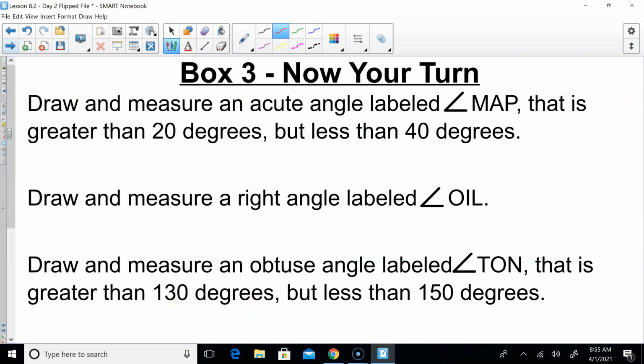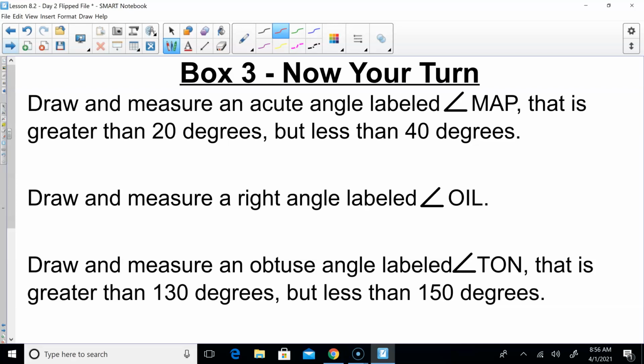So you can draw a line right now. Box 3, now your turn. So today we're going to have you draw and measure. We're going to draw and measure an acute angle labeled MAP that is greater than 20 degrees but less than 40 degrees. So now we'll challenge you even more to hone in your drawing skills and measuring skills of acute angles.